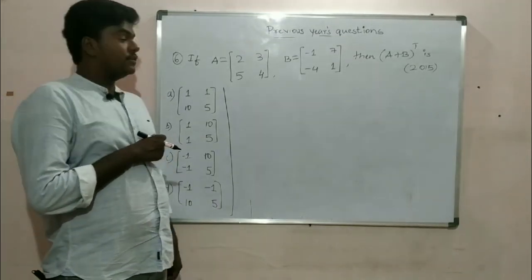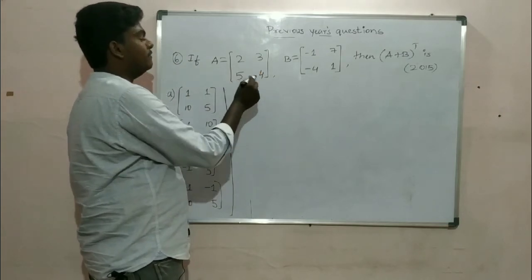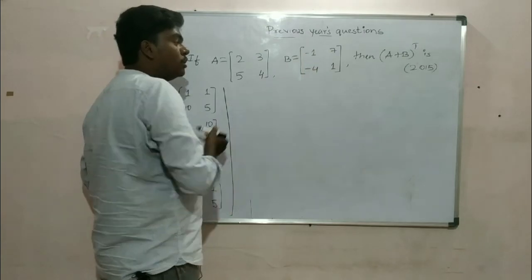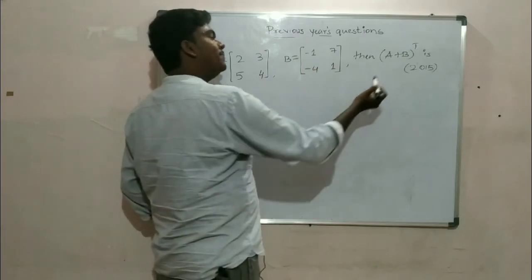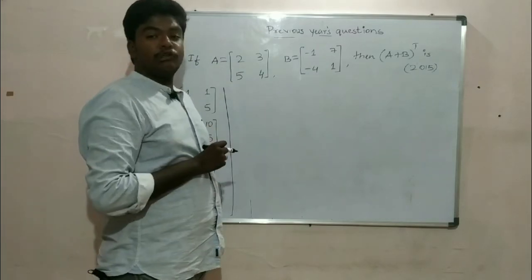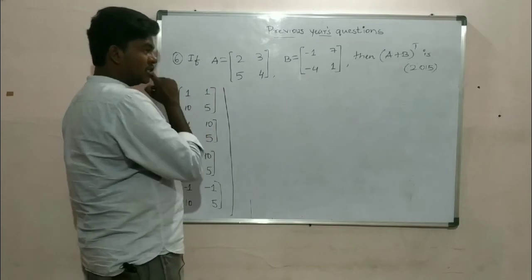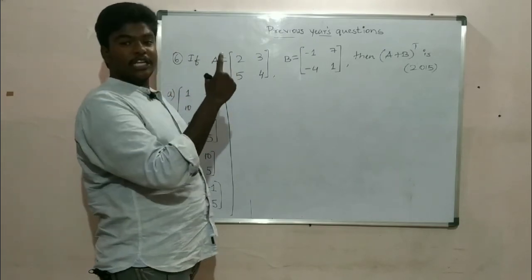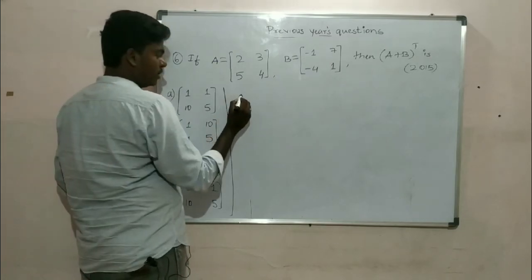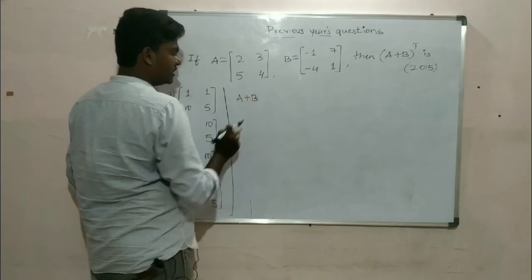Sixth problem. If A is [2, 3; 5, 4], B is [minus 1, 7; minus 4, 1], then (A plus B) whole transpose is. Okay, this question was asked in 2015. I hope this is very simple. Before finding (A plus B) whole transpose, we'll first find what A plus B is.